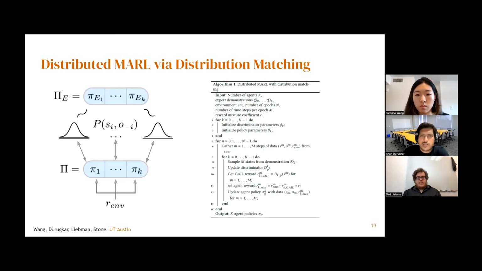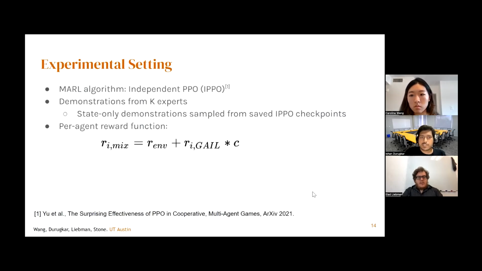This is a brief overview of our algorithm. I won't go into a lot of details over here, except to highlight the innermost loop where we sample M states from each agent's demonstration. We update the discriminator, and then we get the reward from this discriminator, which are the GAIL steps. And then the agent gets a mixed reward of the environment reward plus this GAIL reward times some constant to mix them appropriately. And then the agent updates its policy with this mixed reward. And this is basically independent reinforcement learning with the mixed reward that is indicated here on the screen. Now Caroline will go over the experiments that we perform.